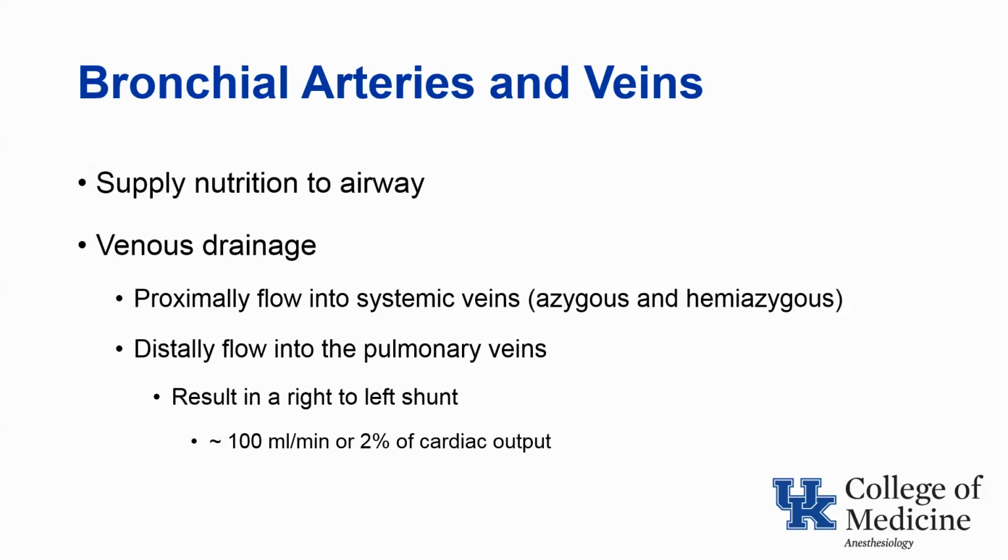The bronchial arteries and veins supply nutrition to the airway. The venous drainage of the proximal flow is into the systemic veins, the azygos and hemiazygos. However, the venous drainage of the distal bronchial pulmonary capillaries, the distal capillaries from the bronchial arteries, is into the pulmonary vein. This results in a small right to left shunt equivalent to about 100 milliliters per minute, or about 2% of the cardiac output.